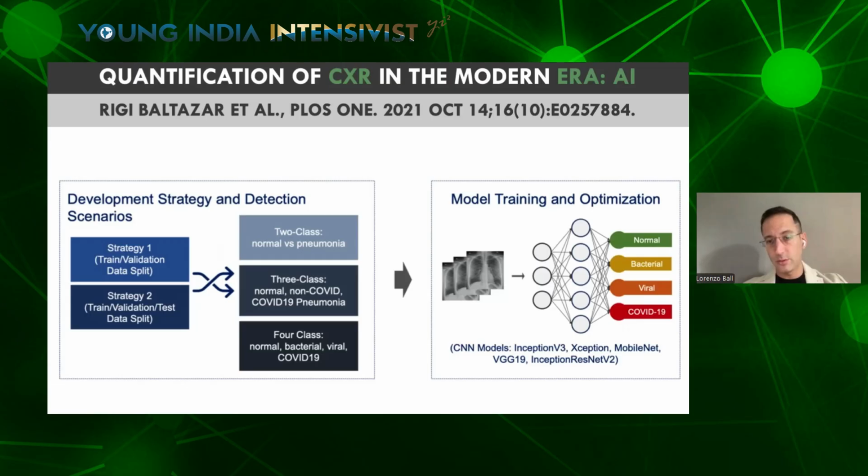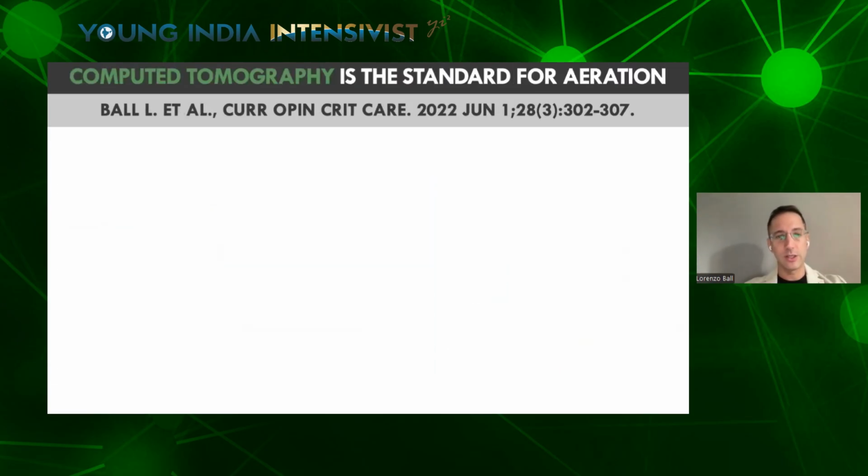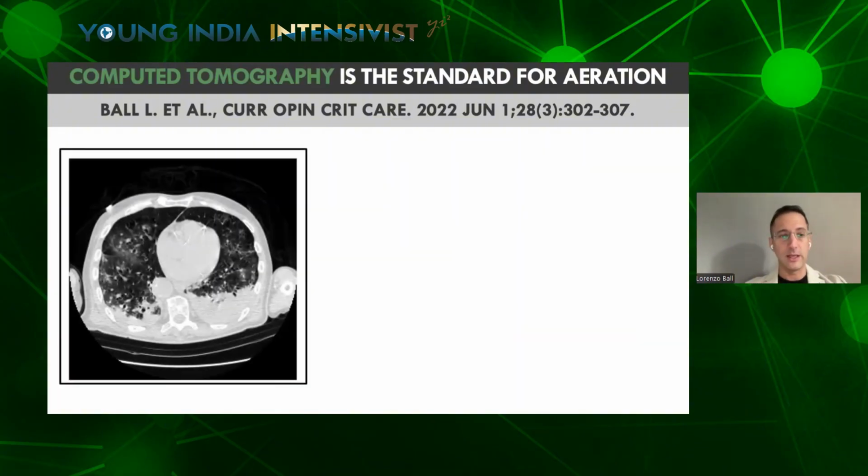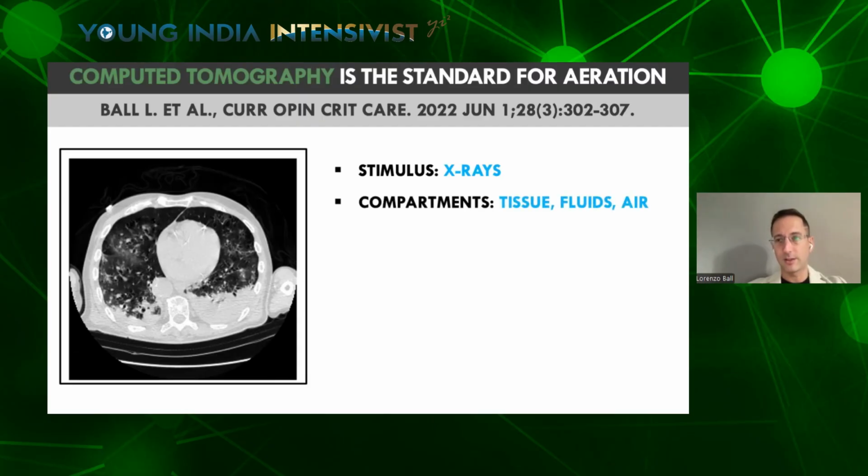So let's move on to another much more sophisticated technique, which is computed tomography. We can consider it the gold standard for the three-dimensional assessment of lung aeration, so how the air is distributed inside the lungs. We all use it from a non-quantitative standpoint. We are very confident with this technique. Our radiologists are familiar with the diseases we treat in the ICU. And in this case, again, the stimulus we apply to the lungs is X-rays. The compartments that we are studying are the tissue, the fluids, and the air.